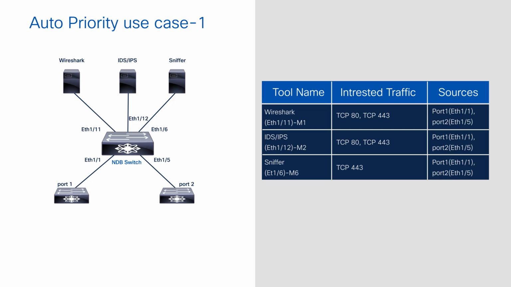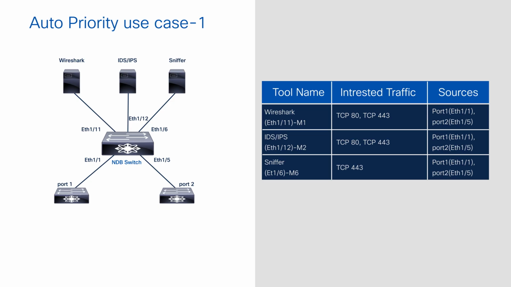The use case I'm trying to achieve here is that I have three tools. My first tool is Wireshark, called the M1 tool. M1 just needs TCP/80 traffic and 443 traffic. The sources for that connection are port 1 and port 2, which are Ethernet 1/1 and 1/5. Similarly, the second tool, IDS and IPS, also needs 80 and 443, and the sources are again 1 and 2. And the third tool, a sniffer, is interested in just 443, and the sources for the traffic are Ethernet 1/1 and 1/5.